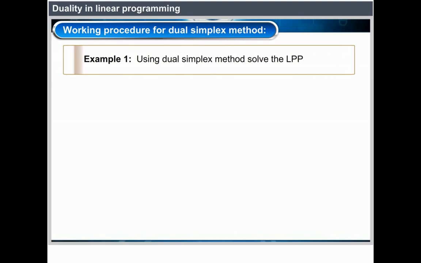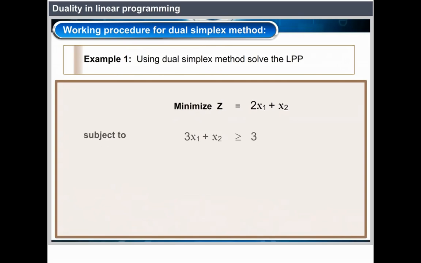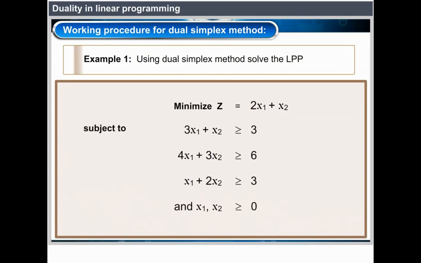Example 1. Using dual simplex method, solve the LPP. Minimize z equal to 2x1 plus 2x2 subject to 3x1 plus x2 greater than or equal to 3, 4x1 plus 3x2 greater than or equal to 6, x1 plus 2x2 greater than or equal to 3 and x1, x2 greater than or equal to 0.